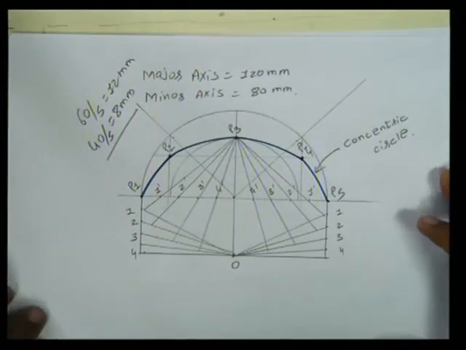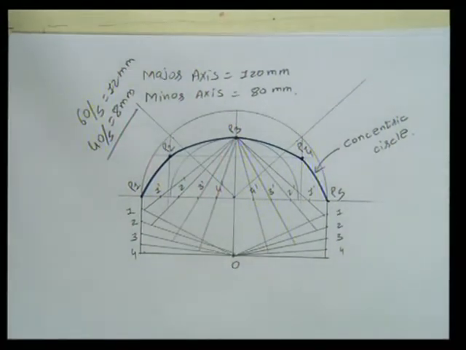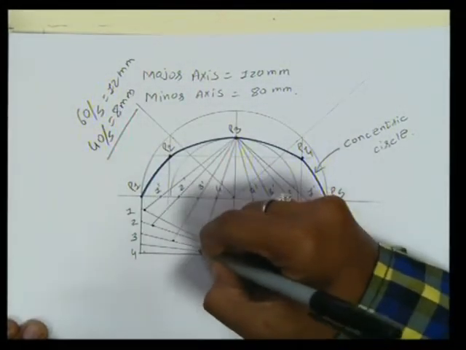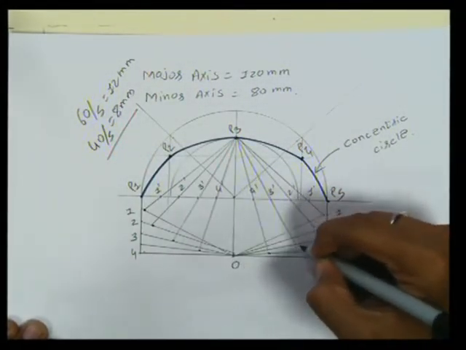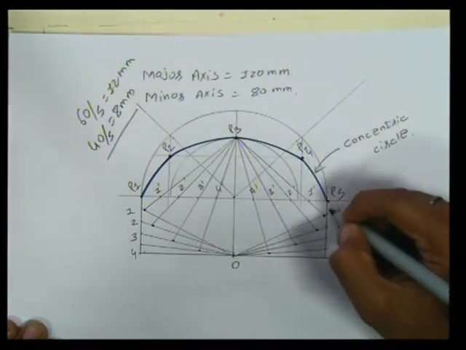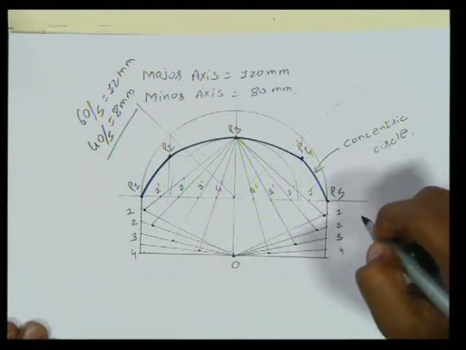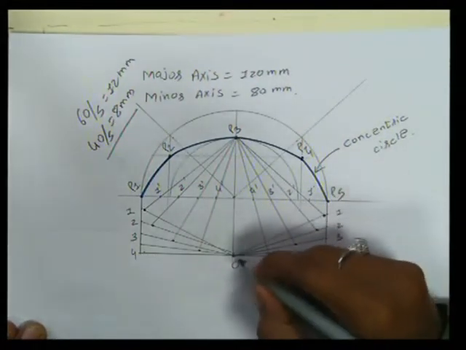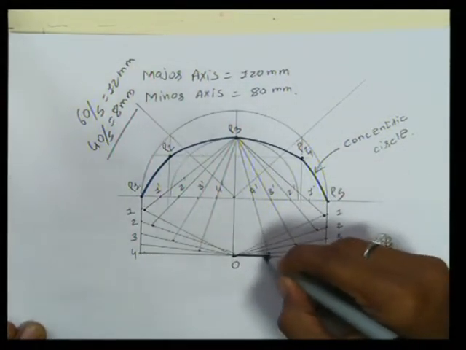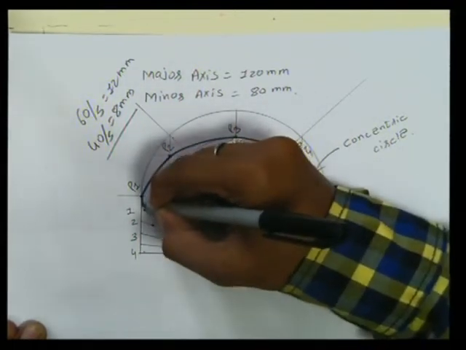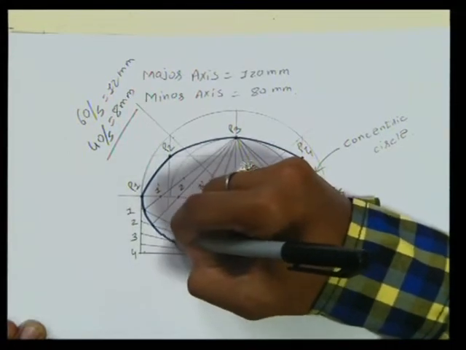So we have got 8 intersecting points, 1, 2, 3, 4, 5, 6, 7, 8 and the minor and major axis points. Join this with a smooth curve. You can either use French curve, or if you wish to join by your hand manually, then also you can do this.